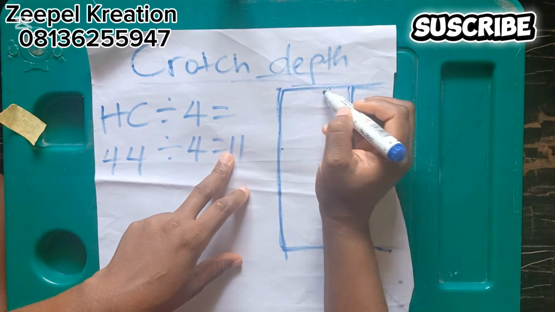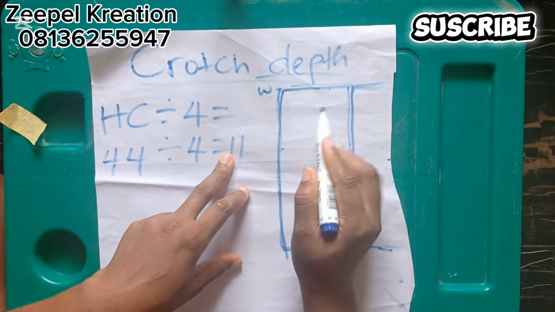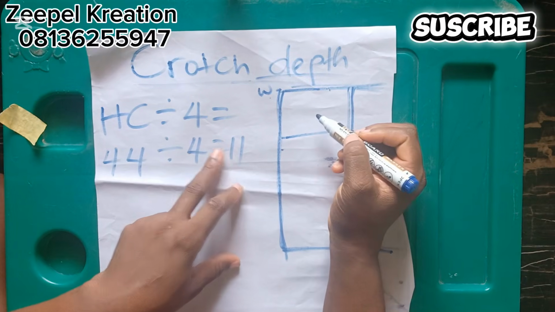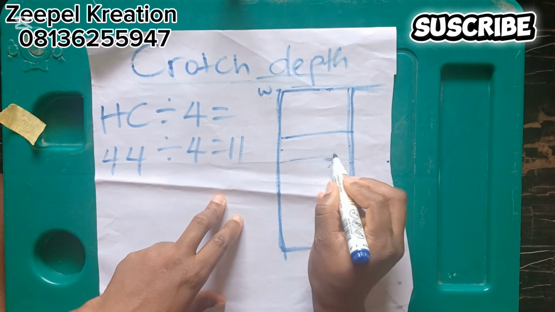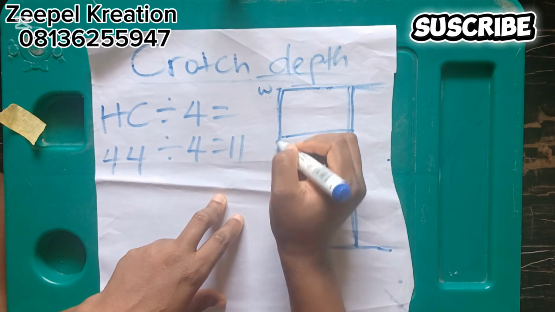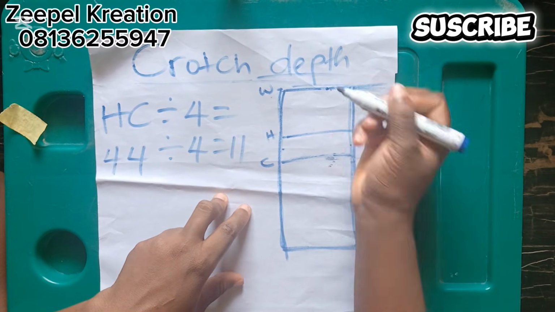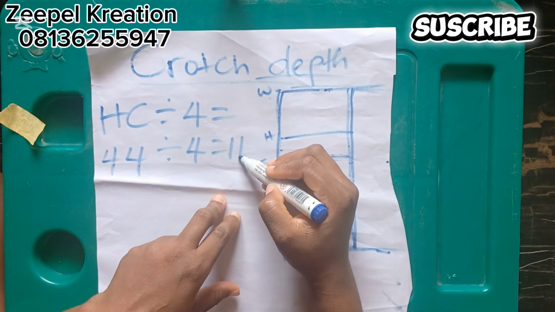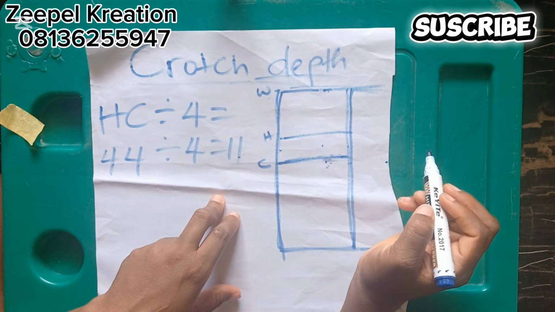Now I have to mark from here. This is my waist. Then I'll measure my hip point. My crotch depth is from my waist to this 11 inches. So this is my waist and this is my hip. This is now my crotch depth. So from my waist, vertically, I will mark 11 inches as my crotch depth.